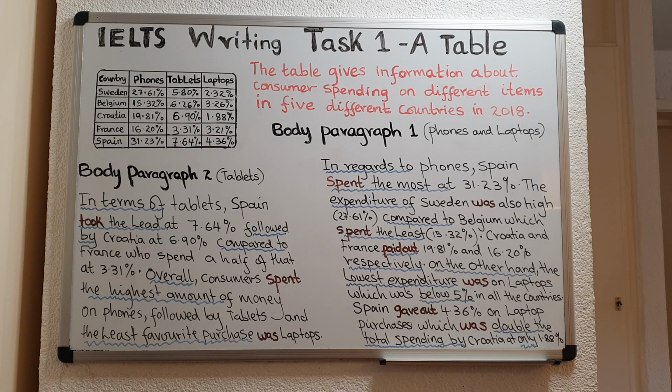And when we look at our table, those countries are Sweden, Belgium, Croatia, France, and Spain. And the items that we are talking about, the items that these countries have spent their money on are phones, tablets, and laptops. Okay? So once you have looked at the data, and when you're looking at the data, it's always very important, look at the highest figures for each specific item.